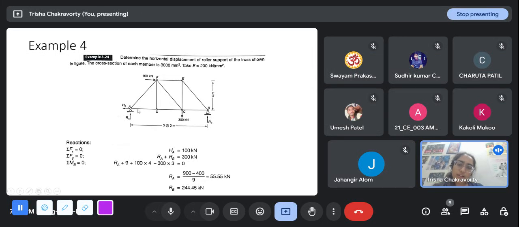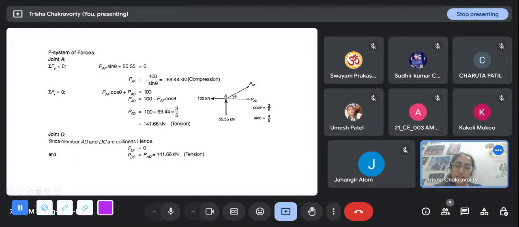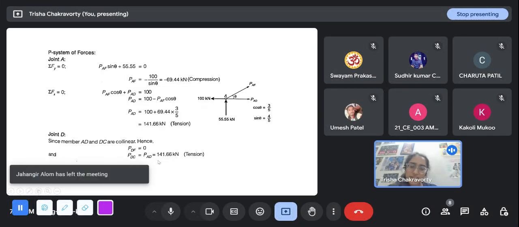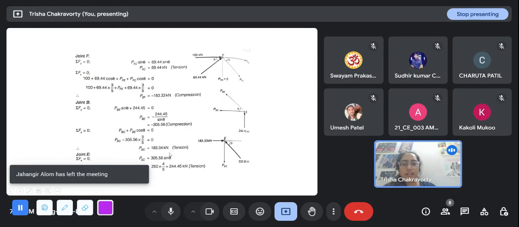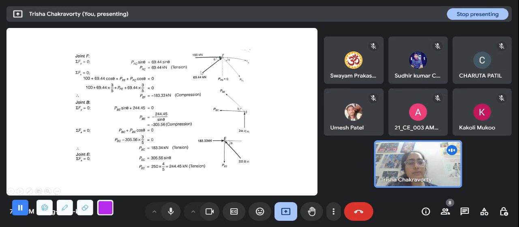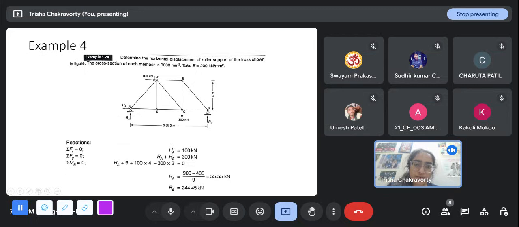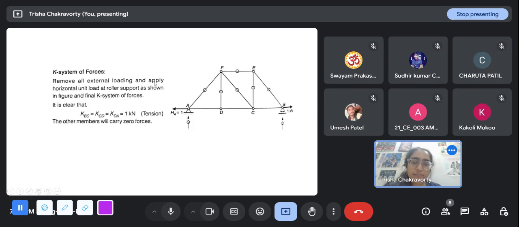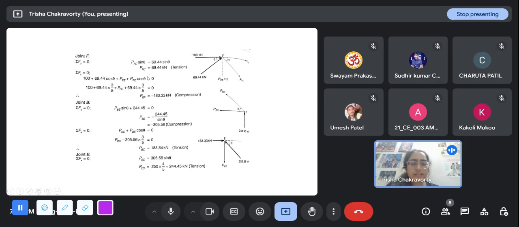Now I have these two, I move on to the joint D. At D, we can directly see this is a zero force member. So PAD and PDC must be equal. PAD we have already solved. So PDC is also 144.66 kilonewton tension. Then we move on to joint F. Now that we have solved these, we have only two unknowns. Similarly, like here at F, we know this is 0, so PFE and PFC are the only unknowns. So we solve them, we get PFC as a tension, PFE as a compression.